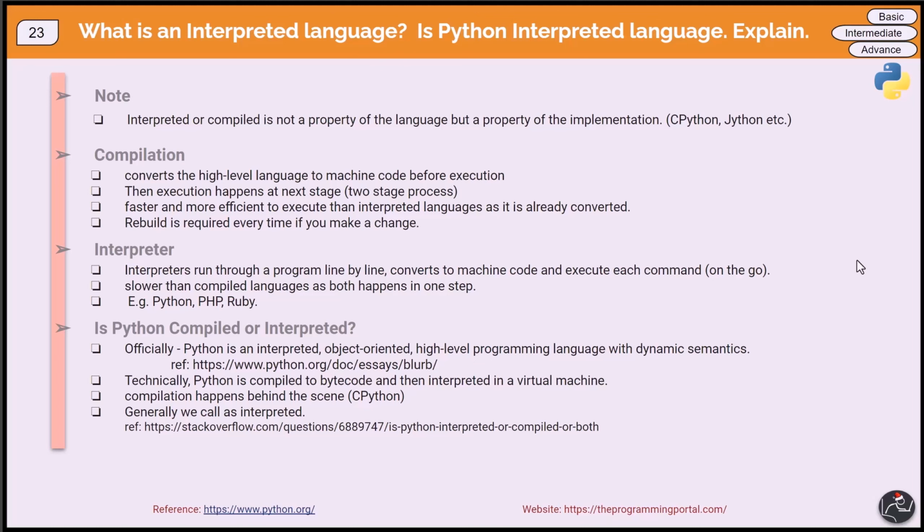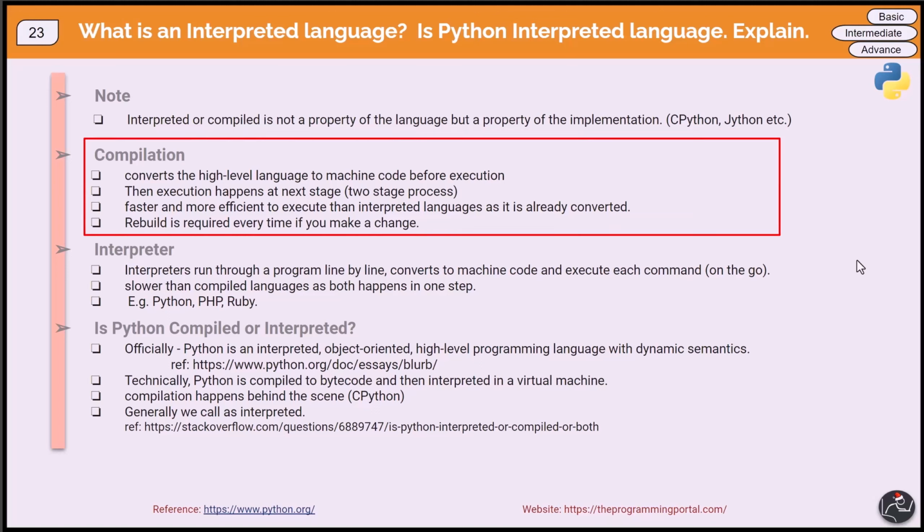First, what is compilation? I just want to emphasize one statement: interpreted or compiled is not a property of the language, but a property of its implementation. So as you may know, Python has different implementations. There are CPython, Jython and many more as well. Compilation is when you write certain code, it gets converted into bytecode, and then this bytecode is executed. It means it converts the high-level language to machine code before execution. Then execution happens at the next stage.